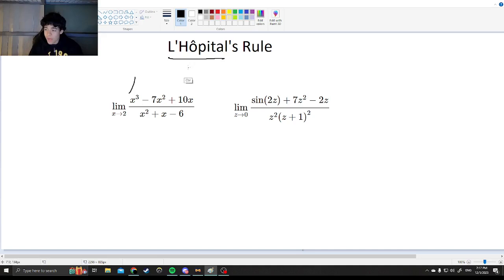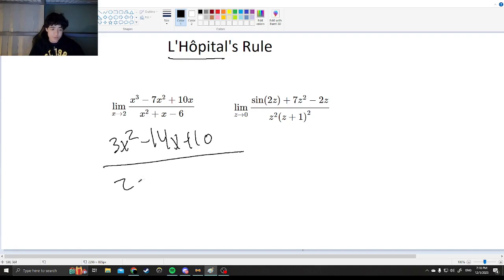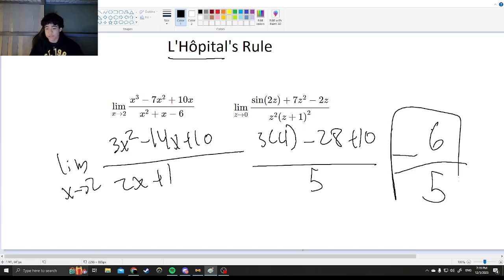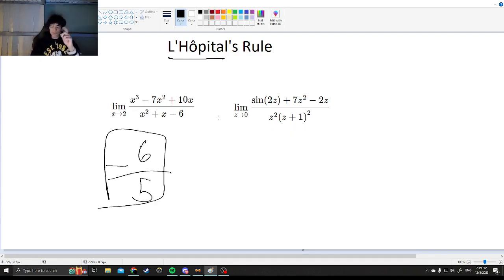So we apply the L'Hop rule. So let's derive the top. We'll get 3x squared minus 14x plus 10. And then you derive the bottom, 2x plus 1. We plug in our limit when x is approaching 2. 3x squared is the same as 3 times 4, minus 14 times 2, which is 28, plus 10, over 4 plus 1, which is 5. If we simplify this, we'll end up with -6 over 5. And that's our answer for the first one. So our limit when x is approaching 2 of this function here is -6 over 5 by the L'Hop rule.